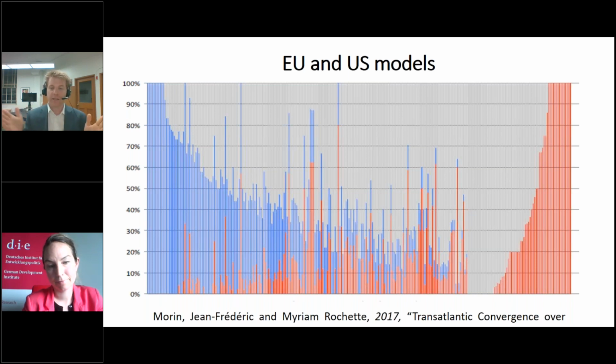Each of those lines here represents a different type of environmental provision. When the line is 100% blue, it means that this provision can only be found in EU agreements, in European agreements. When it's entirely red, it means that this provision, in the entire set of trade agreements, can only be found in agreements signed and concluded by the US. When it's gray, it means non-EU, non-US. So you can see there's a significant difference between the EU and the US. They have a quite different model.